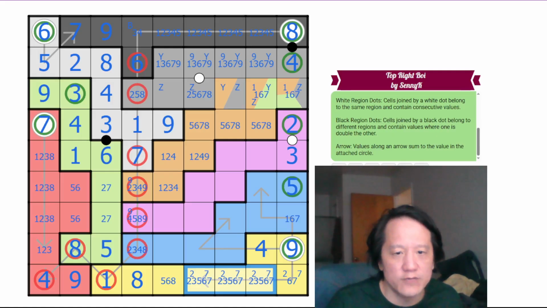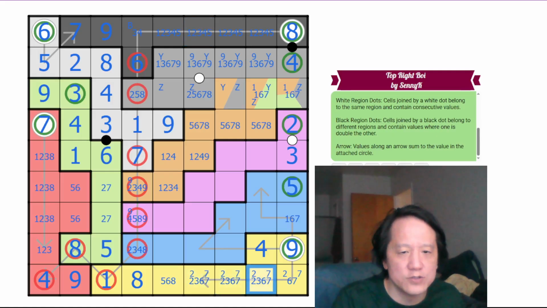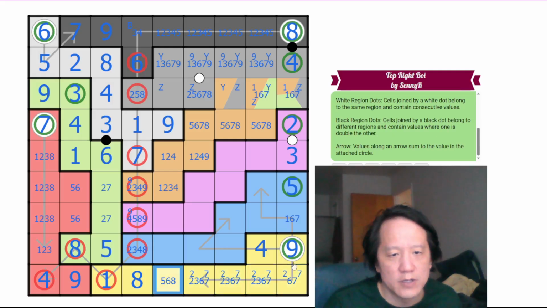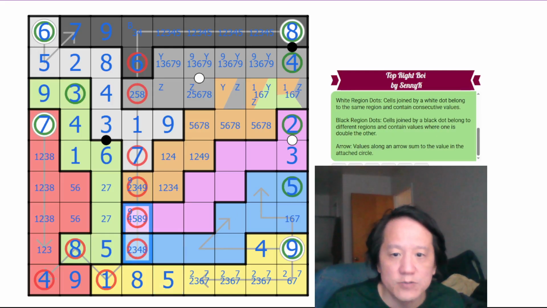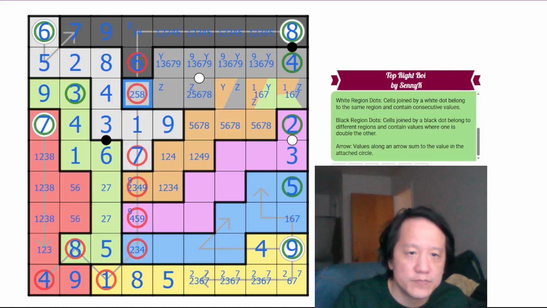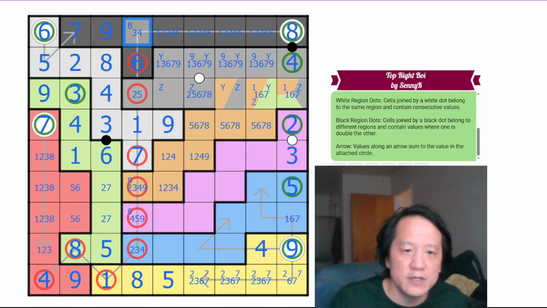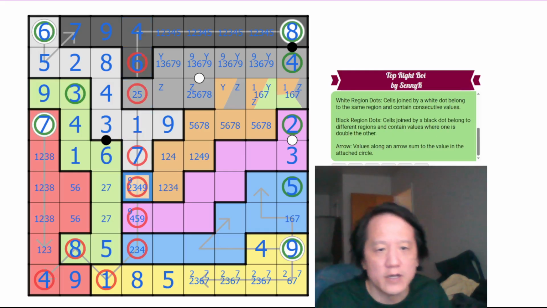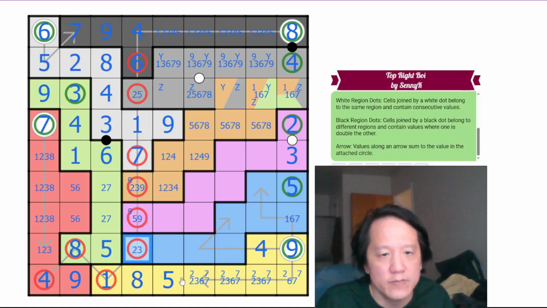So we don't have 2, 3, 4, 5. It's 2, 3, 6, 7, adding up to 18 here. That means no 6 or 8 here. It's 5. 8 eliminates 8 in the rest of the column. This is B, must be a 4. That eliminates 4 in the rest of the column.